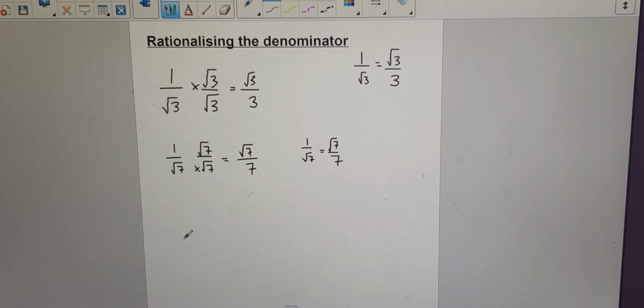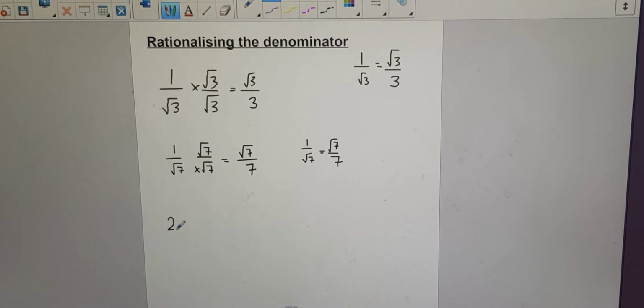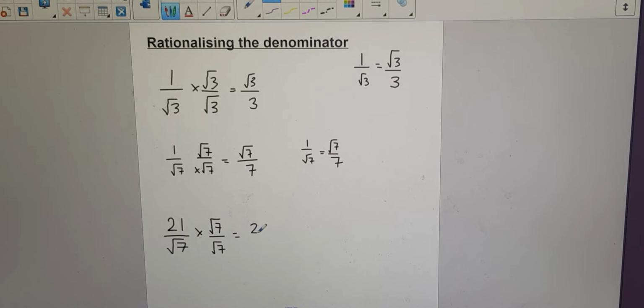We might get questions like this though. So if I have 21 over square root 7, thinking to myself, how do I make that denominator rational? Well, I'm going to multiply it by square root 7. I want to make this equivalent to 1, so I'm going to make that square root 7 as well. 21 times square root 7 will be 21 root 7. And root 7 times root 7 is 7.